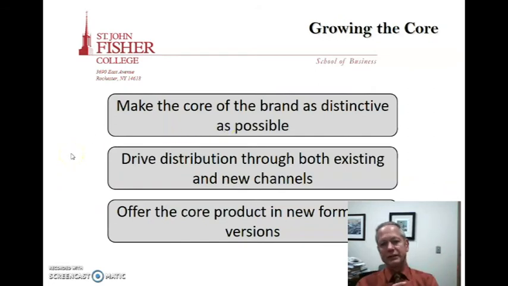So growing your core business, make the core brand as distinctive as possible. No one's better at that than Nike. Reebok does a nice job of that also. Distribution through both existing and new channels. Apple does that because they have their own distribution network. Apple is sold at their own Apple stores, but they're also still sold at Verizon stores and other types of that. So they're driving distribution through existing, but also developing new channels. And then offering the core in new product versions or new formats or new other versions.